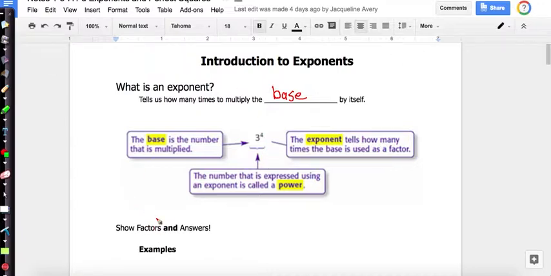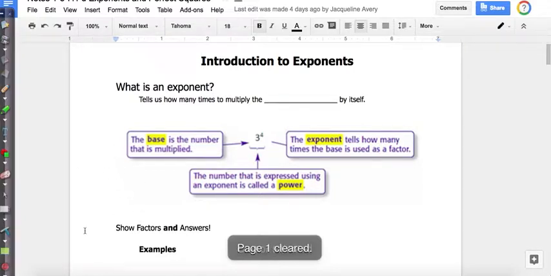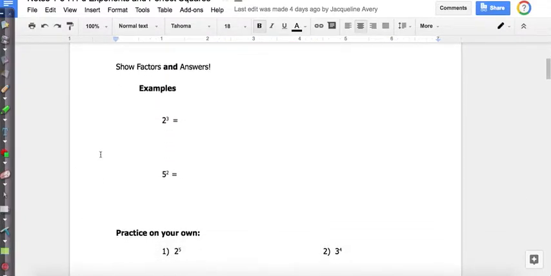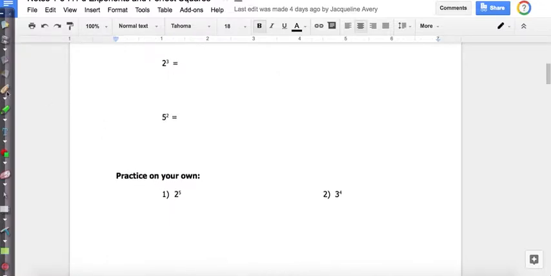So now we're going to show the factors and answer or evaluate the exponents below. So let's get down here. So we have 2 to the 3rd power. So we would write this as the base is 2, and we have an exponent of 3, so we would write 2 3 times. So 2 times 2 is 4, and 4 times 2 is 8.